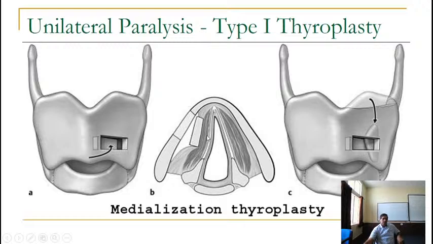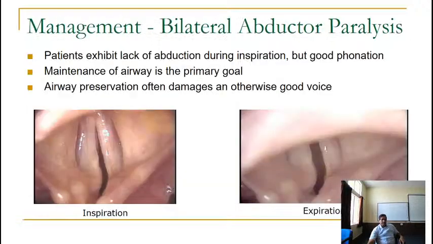Push the vocal cord medially so that when speaking, the other vocal cord comes and approximates and gives rise to a good voice. So these are the procedures: medialization, thyroplasty, or type 1 thyroplasty.